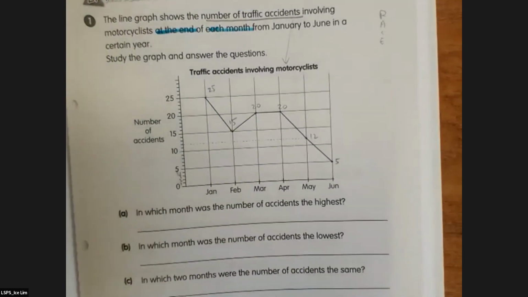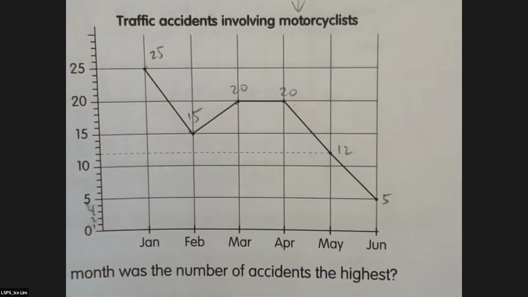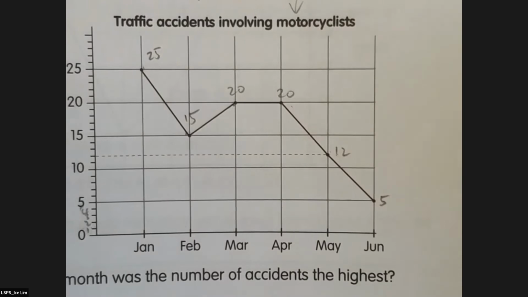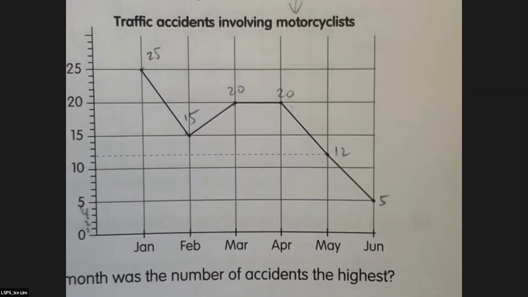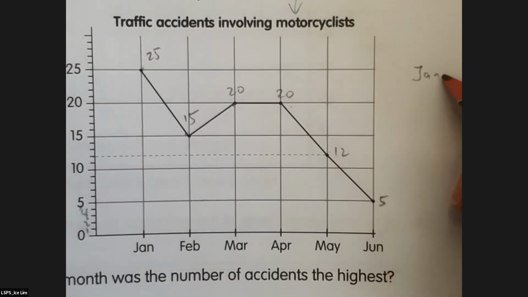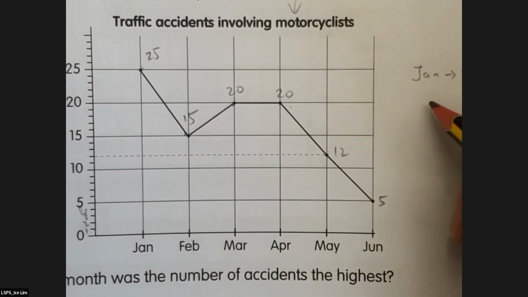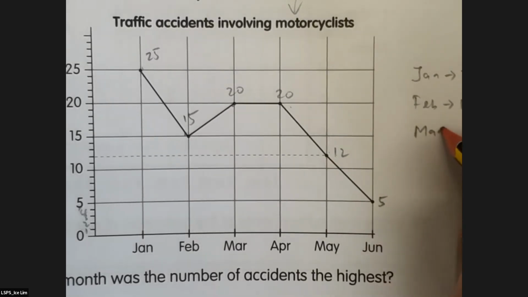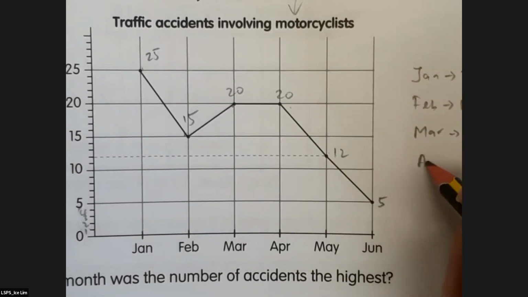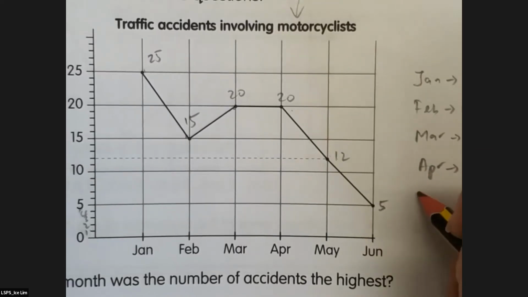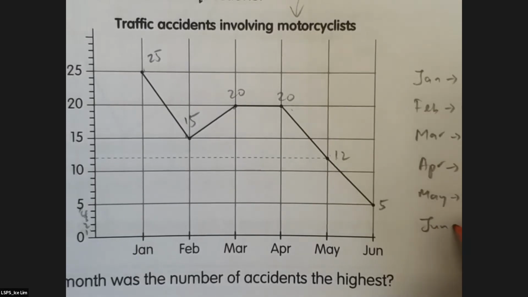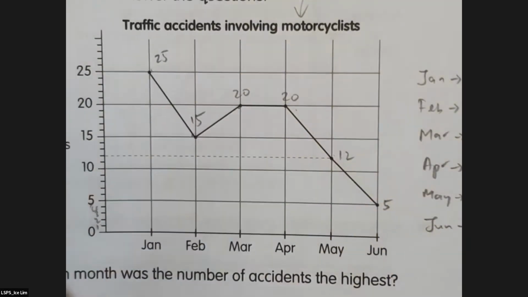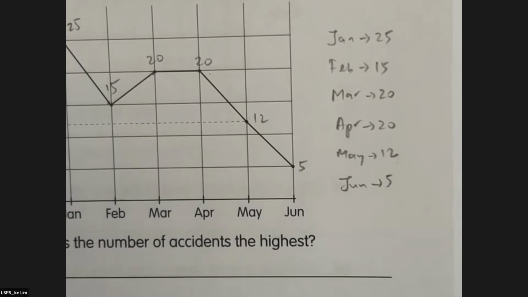I will start with just indicating them, so it helps, I feel, to be really quick in getting it. Based on this, I can even create a table. January 25, February 15, March 20, April 20, at the end of May it was 12, at the end of June it was 5. I can even create a table of values for me.